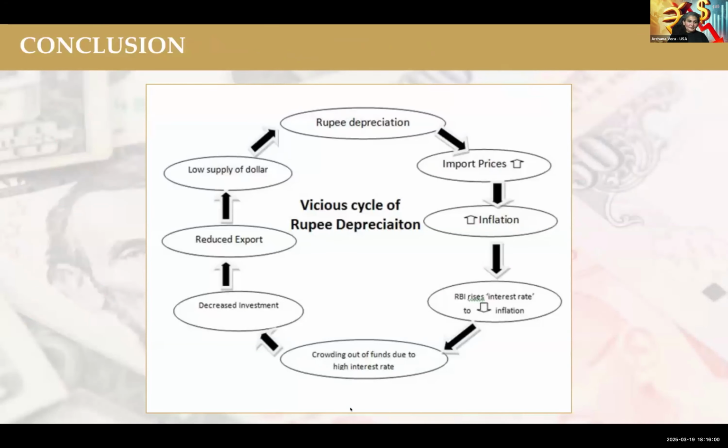Thank you. This diagram of the vicious cycle of rupee depreciation explains how a drop in the value of the Indian rupee sets off a chain of events. It makes imports more expensive, which pushes up inflation. To control inflation, interest rates go up, but that reduces investment and hurts export growth. With fewer exports, there's less dollar supply, which weakens the rupee even more, keeping the cycle going. Breaking this loop is a big challenge for policymakers.